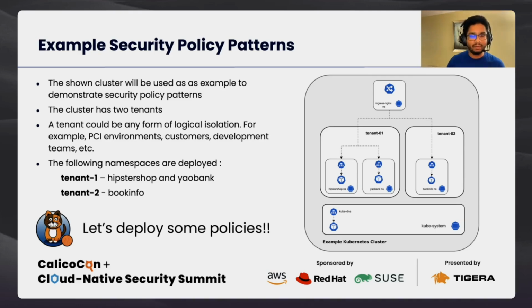Now, a tenant could have one or more namespaces. So for example, in this cluster, tenant 1 has 2 namespaces, Shop and Yowbank, and tenant 2 has a single namespace called Book Info. Now the applications in these tenants are exposed using an ingress controller in the ingress nginx namespace. So hopefully this cluster is similar to your environment. Of course, you could horizontally scale, you can have more tenants, more namespaces, but the pattern hopefully is similar to your environments.